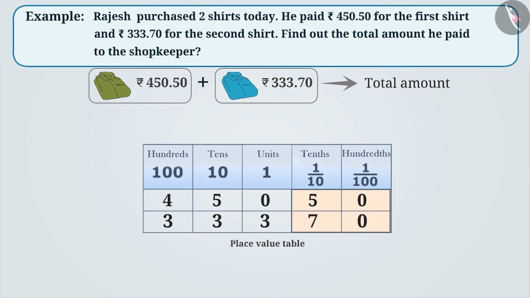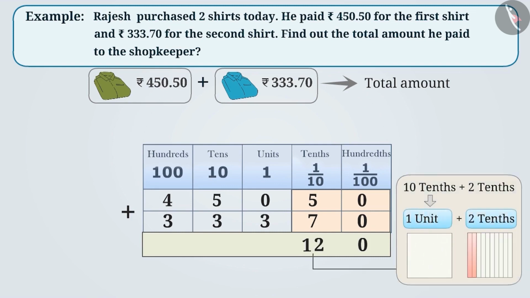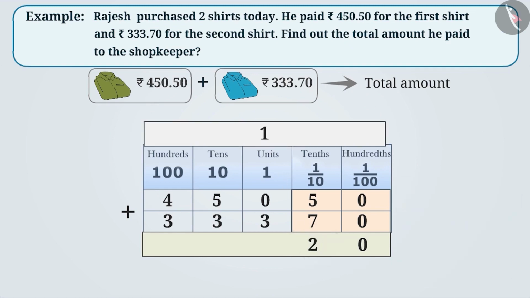For the operation of addition, we must draw a line below the second number and write the sum. To add the numbers, we must first move from right to left. 0 plus 0 is equal to 0. 5 plus 7 is equal to 12. A group of 1 unit can be formed from 12 tenths, which can be added in the units place. The remaining 2 will be written in the tenths place. 0 plus 3 is equal to 3, and adding the carried over 1 results in 4. We must write this in the units place.